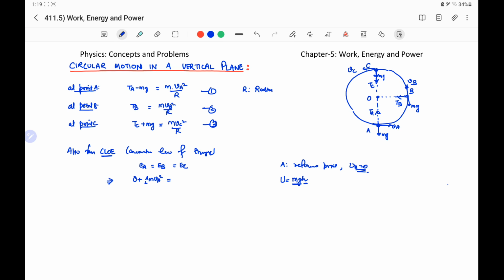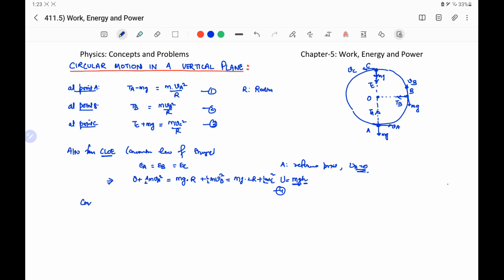So for point B, we can write that the weight is mg and the height from the reference is the radius of the circle, so it is r. So this is the potential energy at point B, plus half m Vb square. This will be equal to the total energy at point C. It is mg into 2r plus half m Vc square. This is equation number 4.